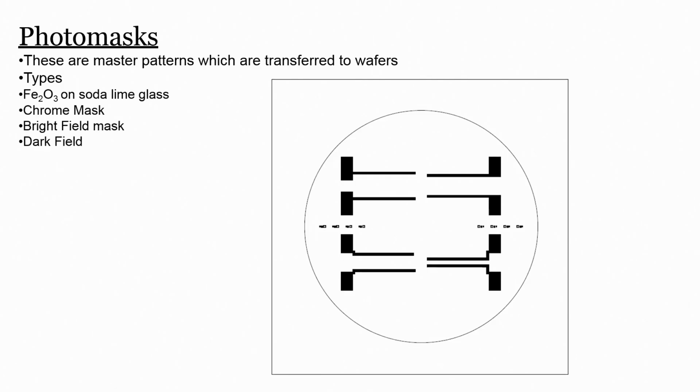Welcome to this particular module. We talked about photomasks, right? Bright field photomask and a dark field mask. So, these masks are master patterns which are transferred to wafers, and the types of photomask are the Fe2O3 on soda lime glass. It can be a chrome mask, it can be bright field and dark field, as you know.